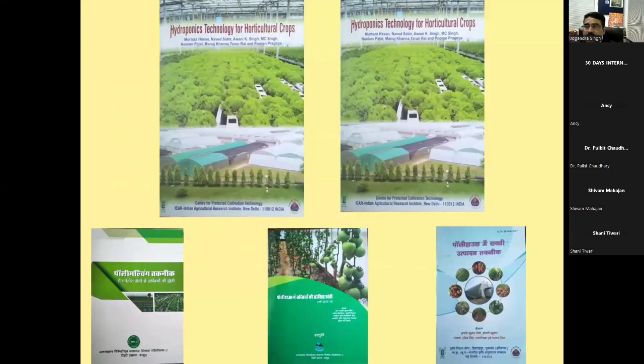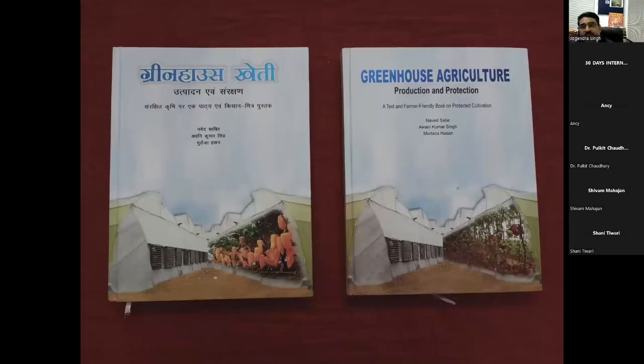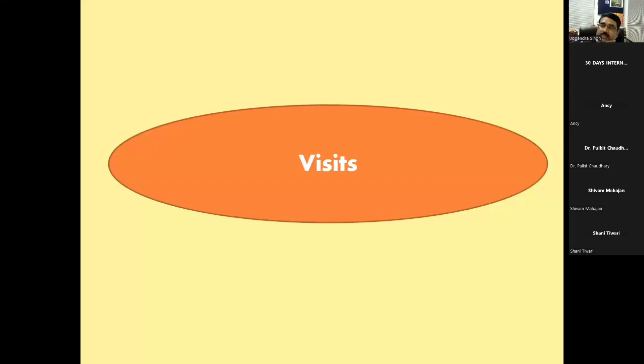These are my publications, go through the IARI system, and these are the publications. These are among the best books in India. We wrote for the first time, in Hindi and English, Greenhouse Kheti and Greenhouse Agriculture. This is the first book on protected cultivation, suitable for students, growers, farmers, KVK farmers, KVK scientists, and teachers. These are beneficial for all. This is the first book in India, published in Hindi and English.